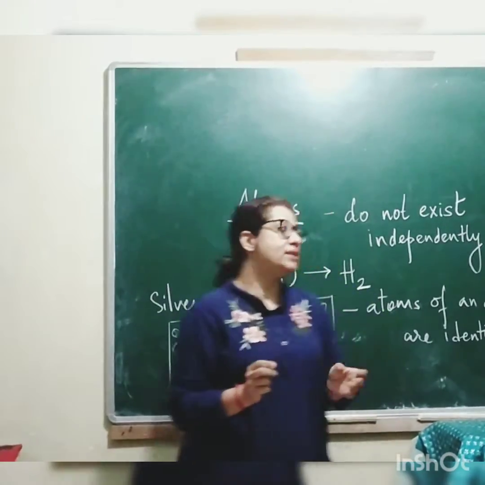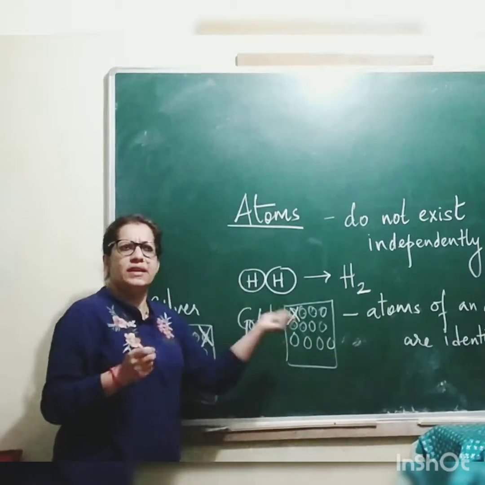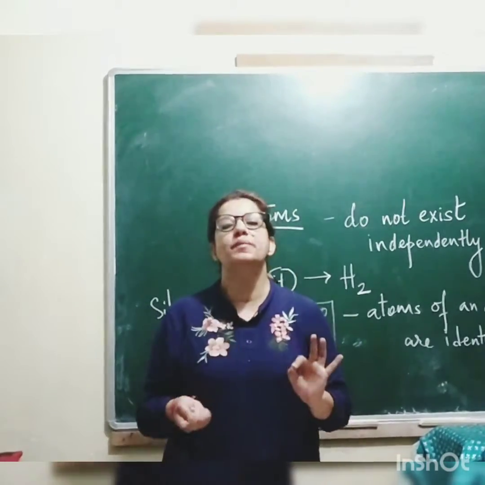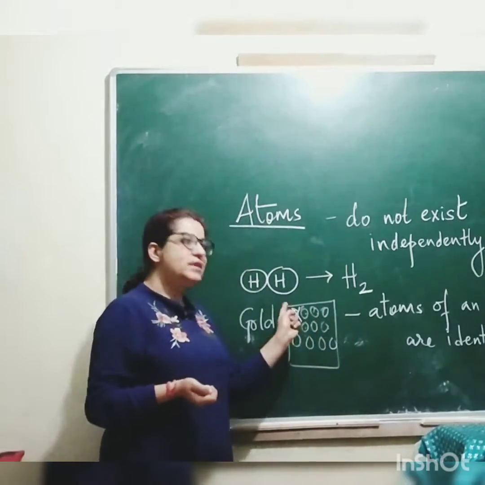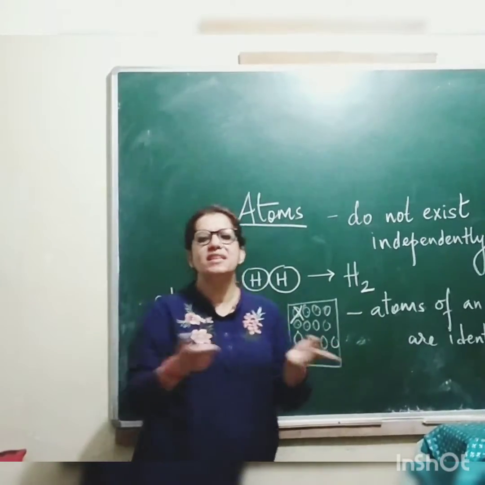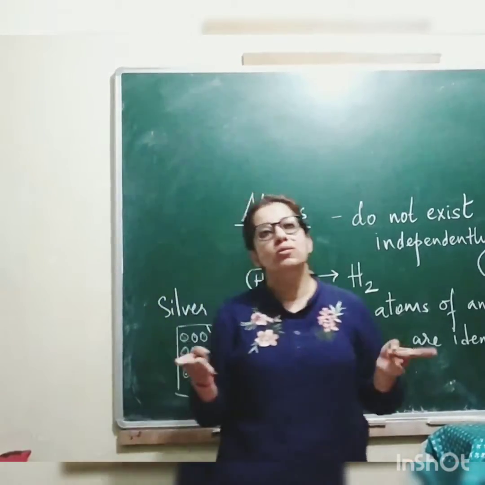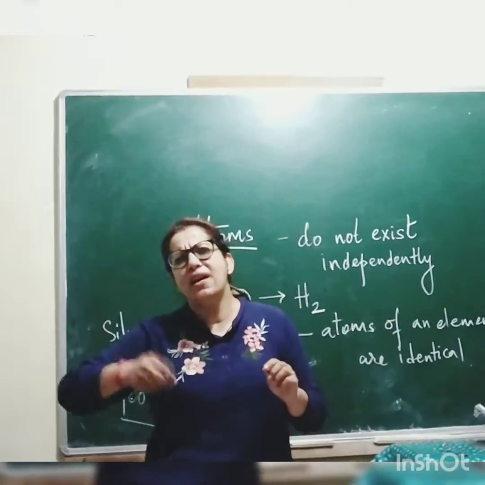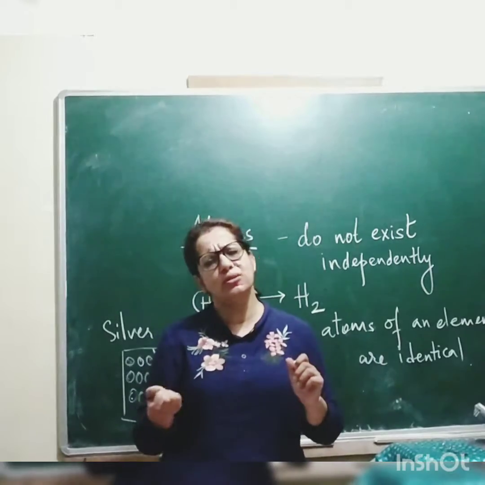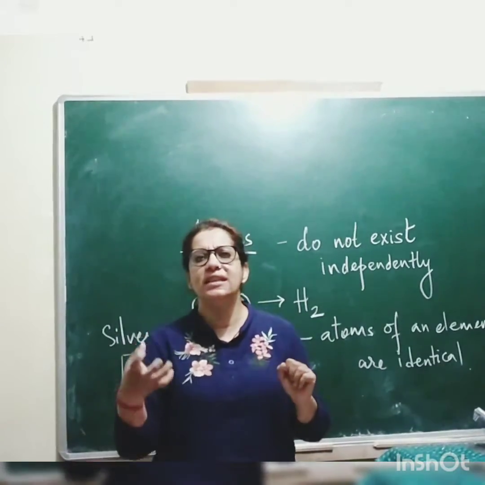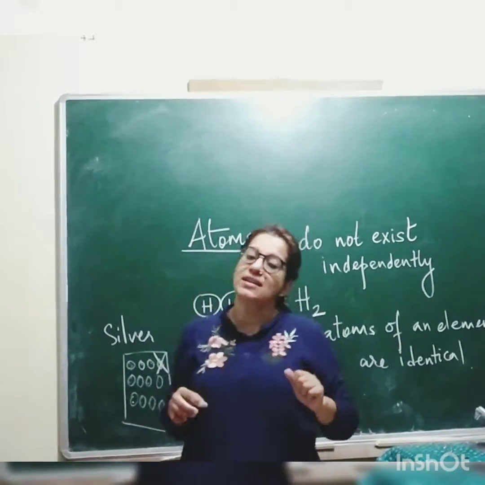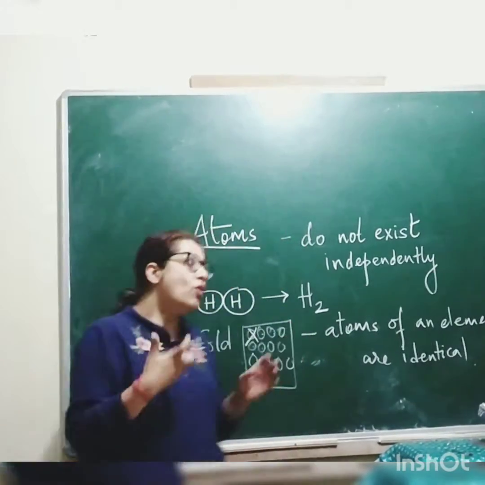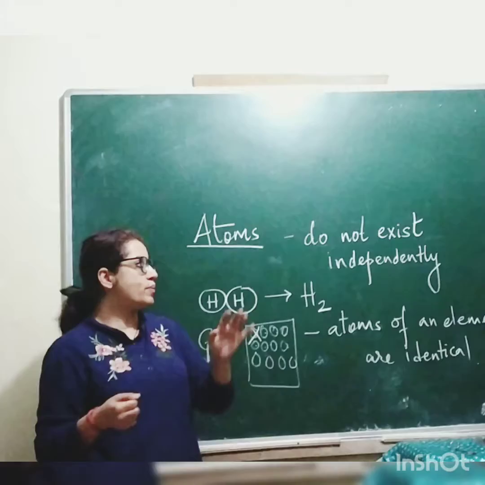Okay? And suppose I break this gold into small pieces. Whatever fine small pieces I make, the properties remain the same. Suppose I take iron. We all know that a magnet attracts iron, isn't it? So if I break the iron into very fine particles also, we see that the magnet attracts the iron. So the atoms always retain their properties.